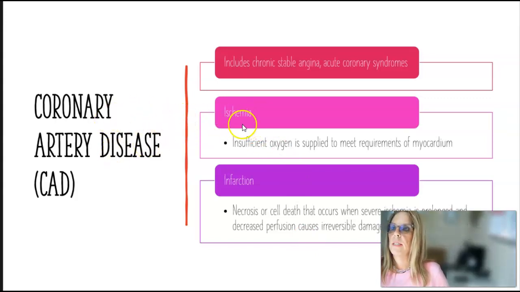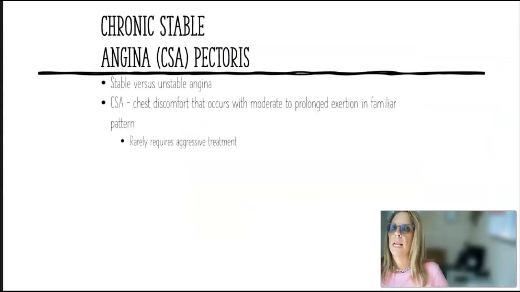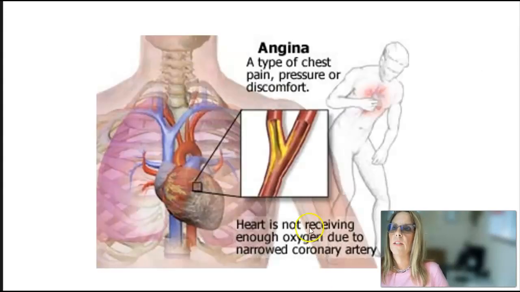Patients with coronary artery disease are at risk of ischemia, when we don't have enough oxygen to meet the requirements of the myocardium, or that infarction where we actually get death of tissue. So let's talk about angina a little bit. Angina is simply when we get chest pain, discomfort, or pressure because the heart's not getting enough oxygen. Now, when this first initially happens, a lot of patients will think that they're having an MI. So they'll present with this chest pain, and then we'll have to do the whole diagnostic workup to really decide what's going on with this patient.